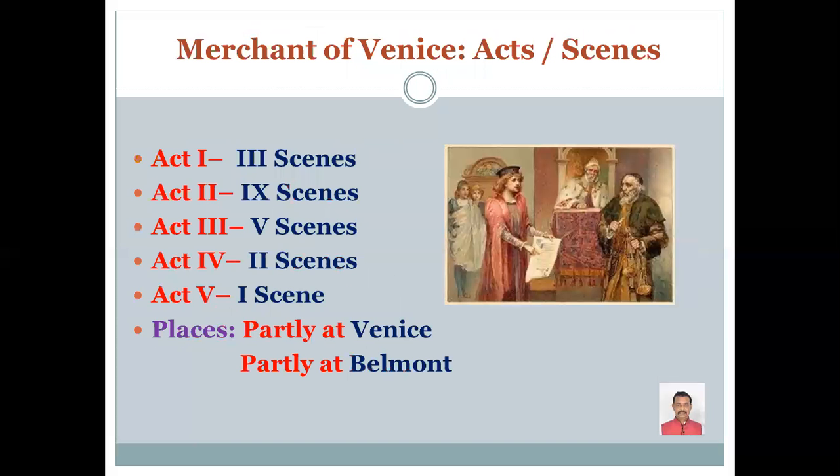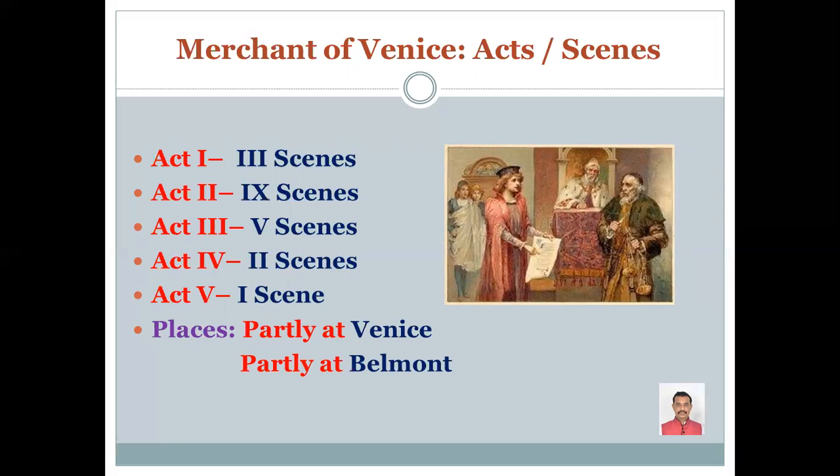Now, when we think about the acts in the play, Merchant of Venice is divided into 5 acts. It's a 5-act play, and those acts are further divided into various scenes. Act first is divided into 3 scenes. Second act is divided into 9 scenes. Third act is divided into 5 scenes. Fourth act is divided into 2 scenes, and the fifth act is only a single scene.